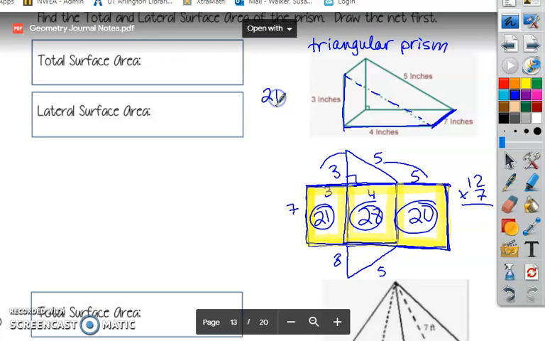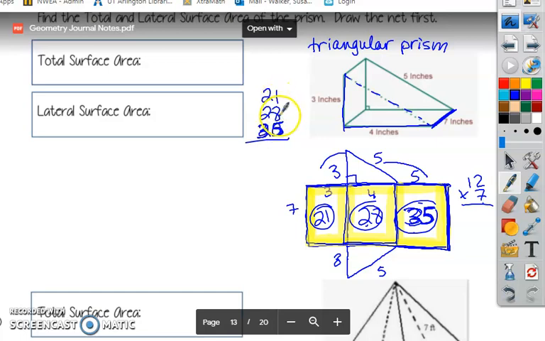So I would add 21 plus 28 plus 20. Let me make sure I did my numbers correctly. 7 times 3 is 21. 7 times 4 is 28. Oops, I messed up right here. This should be 7 times 5, which is 35. Hopefully some of y'all caught that, but if you did this, you're good anyway. So let's do 35.